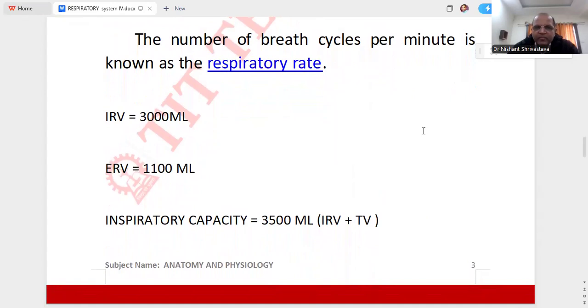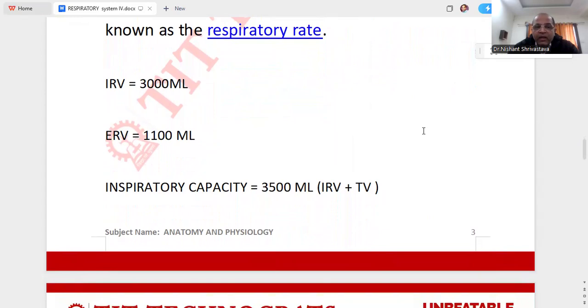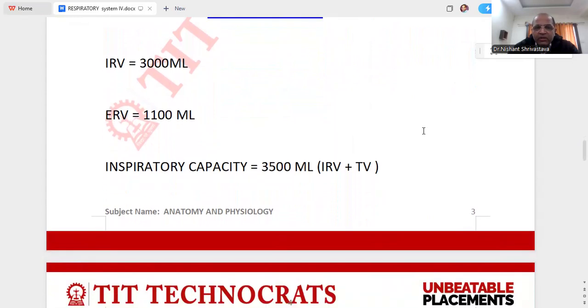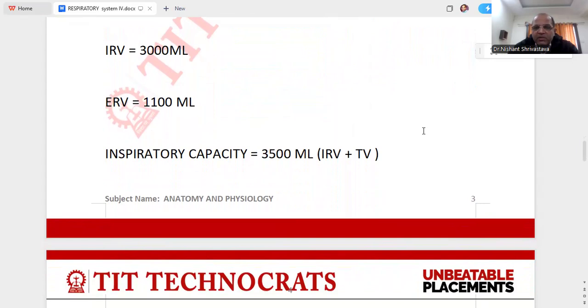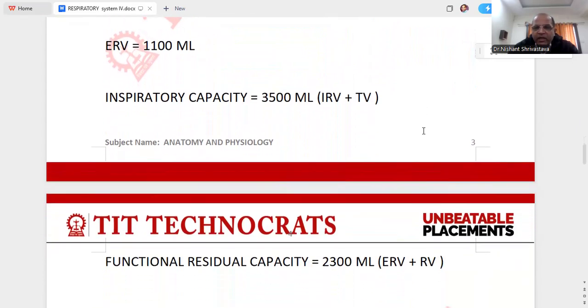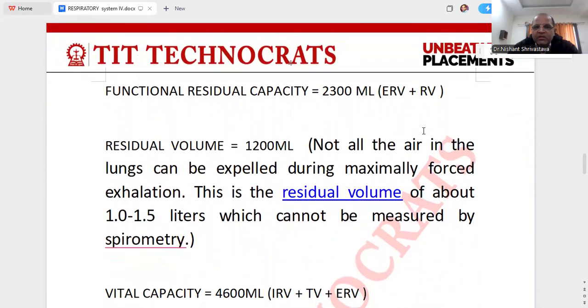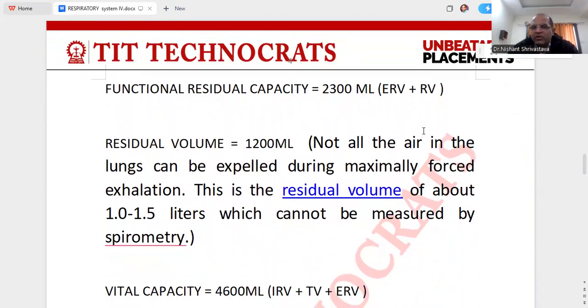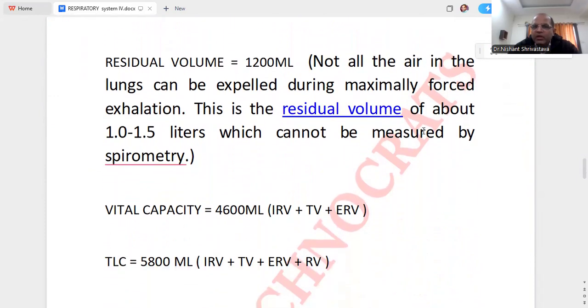So IRV and ERV, inspiratory reserve volume and expiratory reserve volume. So IRV is 3000 ml and ERV is 1100 ml. Inspiratory capacity is 3500 ml, IRV plus tidal volume. So functional residual capacity is 2300 ml. So residual volume is 1200 ml.